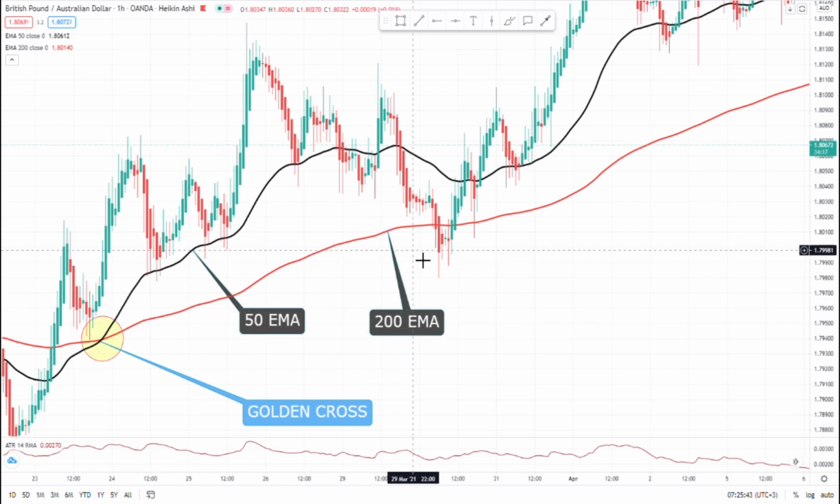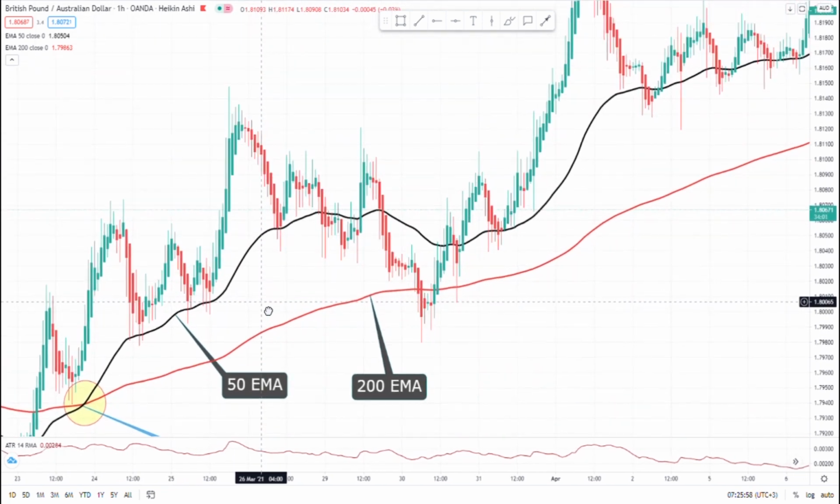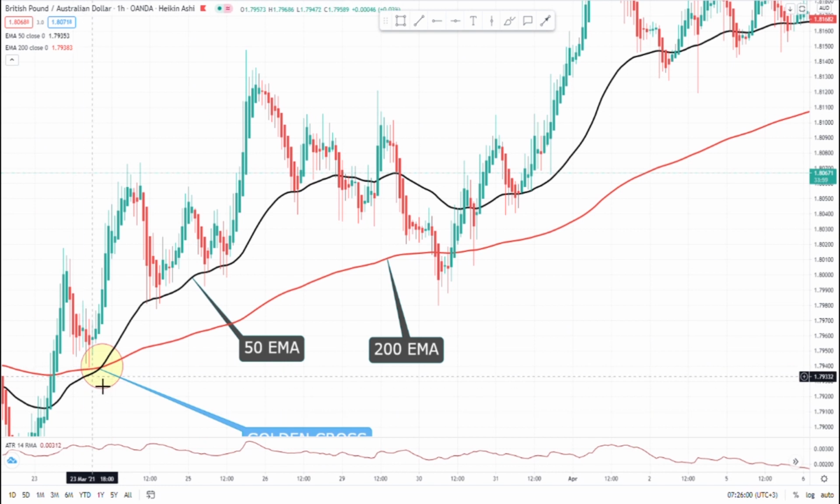So as you can see, our golden cross crossed around 23rd of March at 8 p.m. So when it crossed, someone who knows the golden cross was able to identify this cross, and they were just waiting for a pullback to the moving average so that they can get into the trade. This was a good trade to take, because this is not a ranging market.